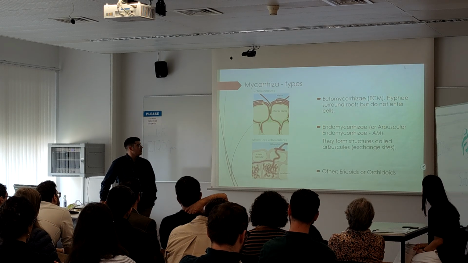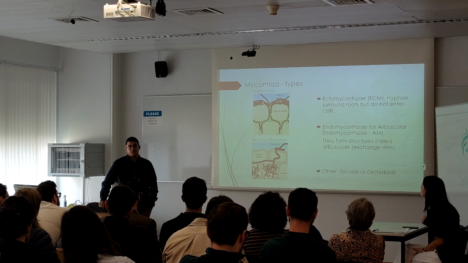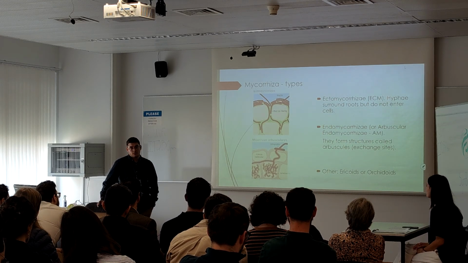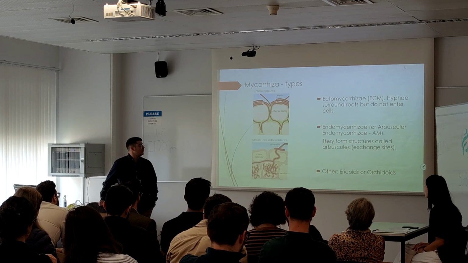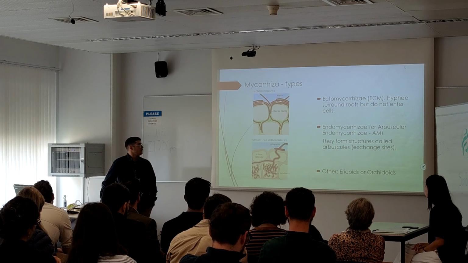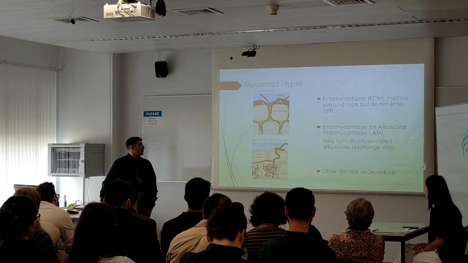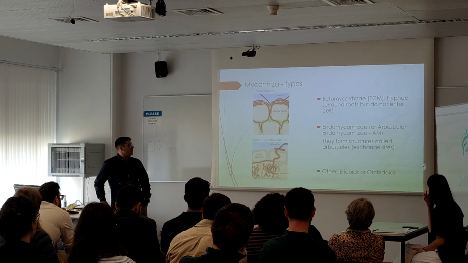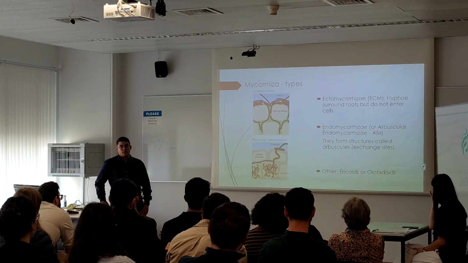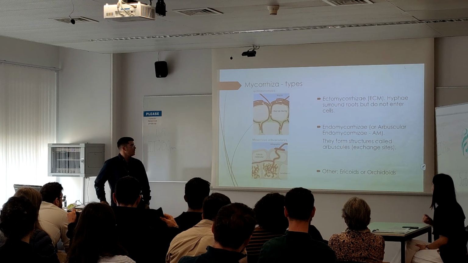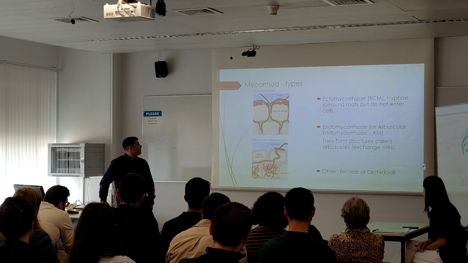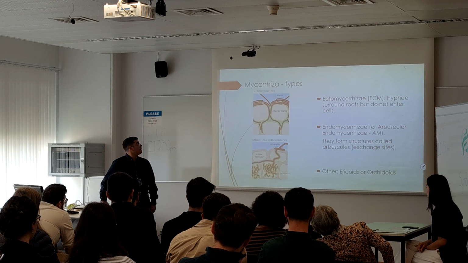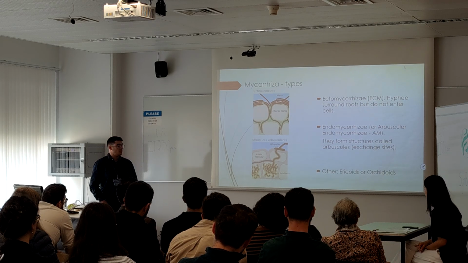And the other type is the endomycorrhiza, which is the most common. About 80% of plant species have this type of interaction. In this type of mycorrhiza, the fungi form a structure called an arbuscule, where they exchange nutrients. But we have other types of mycorrhiza too, for example ericoid or orchidoid.